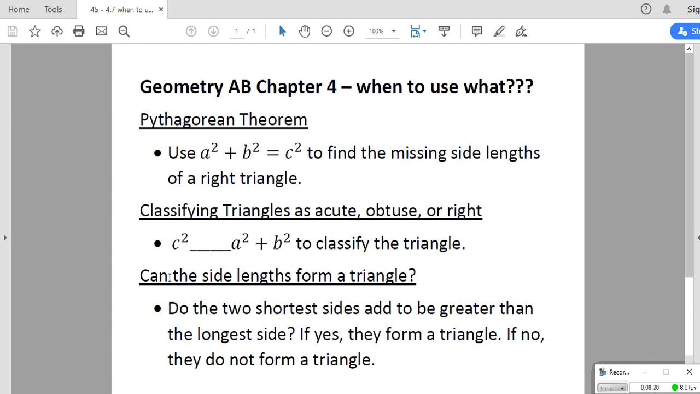And then this is what we just learned today. Can the side lengths form a triangle? Do the two shortest sides add to be greater than the longest side? If they do, then yes, they form a triangle. If they don't, then no, they do not form a triangle. So make sure you keep these three ideas separate.